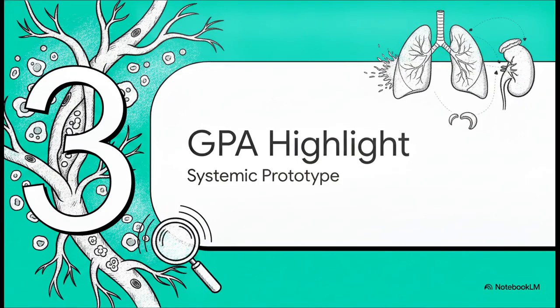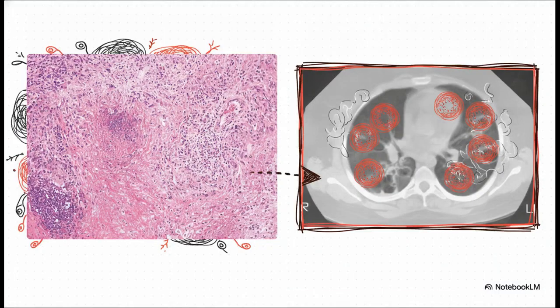All right, Section 3, highlight on granulomatosis with polyangiitis, or GPA. Let's use this as our severe systemic prototype to really anchor these concepts. Just look at the brutal reality of GPA here. Microscopically, you've got this intense necrotizing granulomatous vasculitis just tearing through tissue. You can practically see the inflammation and destruction.